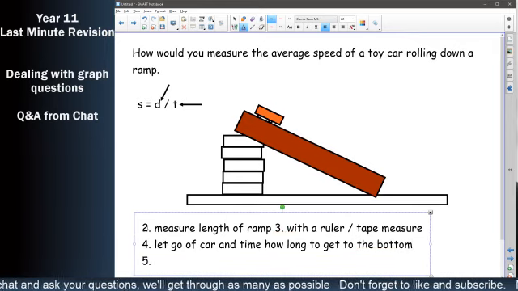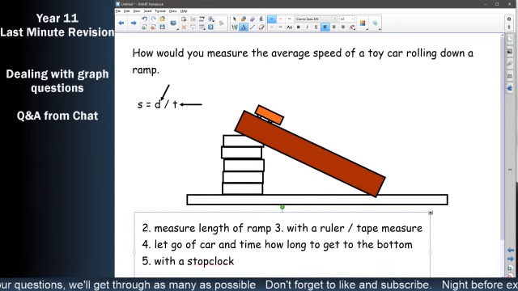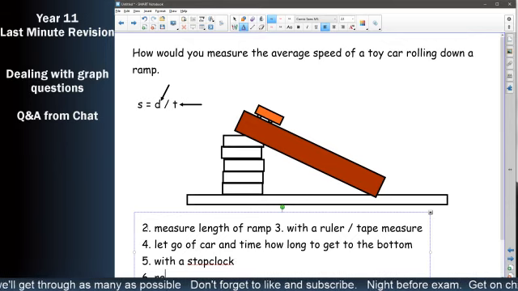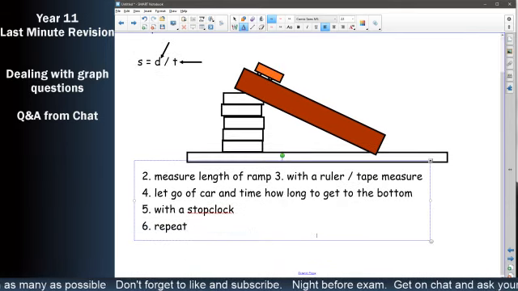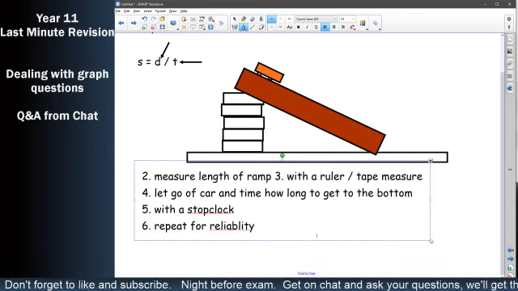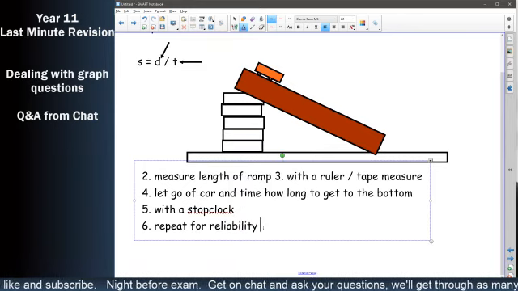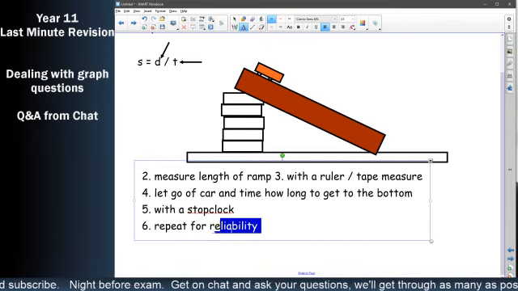Point 5 with a stop clock. Point 6 then is going to be repeat. I'm running off the bottom of the page, that's no use. Okay, repeat, and we repeat for reliability. That's better. Spelling and talking, harder than you'd think.